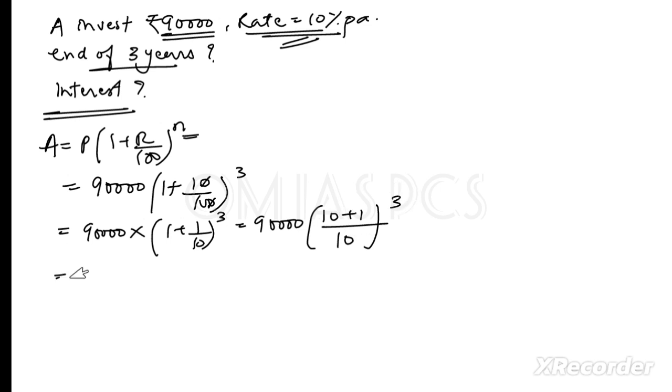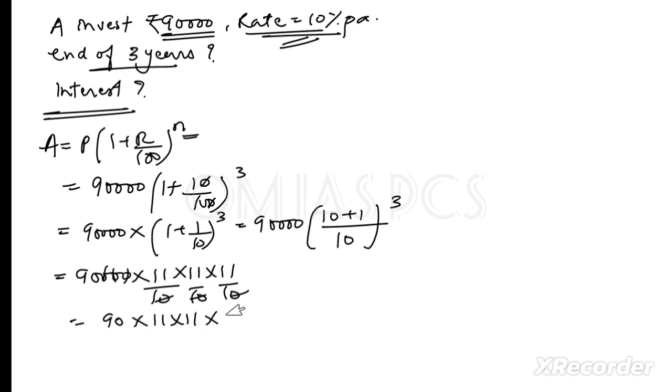So it is 90,000 multiplied by (11 by 10) cube. So 11 multiplied by 11 multiplied by 11, over 10, 10 and 10. Now 30 can be cancelled out, 1, 2, 3. What is left is 90 multiplied by 11 multiplied by 11 multiplied by 11. Now it is calculation. When you calculate this, it will be rupees 119,790.